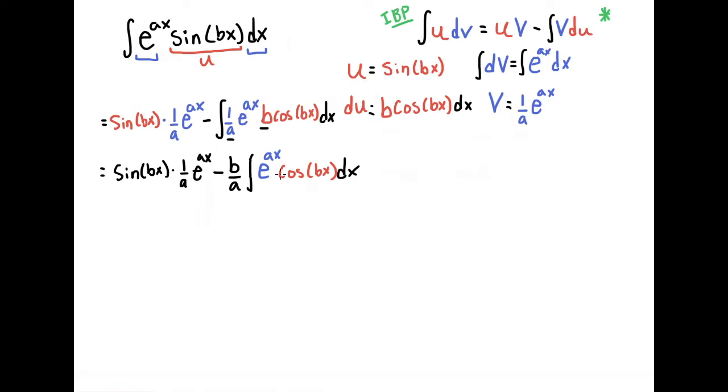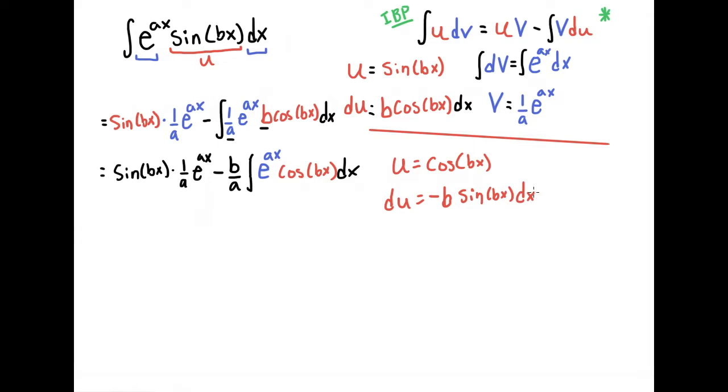Well, we already have highlighted in red here cosine of x. So let's make a new u and have that as u equals cosine of bx. So the derivative is going to be equal to, well, the derivative of cosine is negative sine of bx. Don't forget the chain rule. So the derivative of bx is going to be b, and I'm not going to forget it this time, dx.